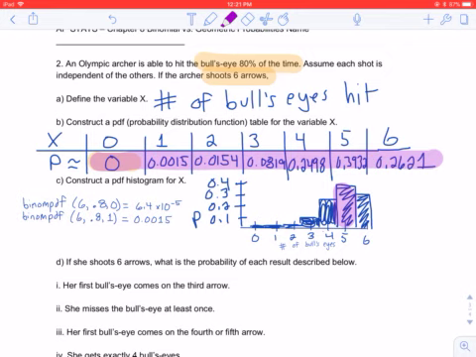So there you go. That is a probability distribution function. It just shows how these probabilities are distributed. And of course, when you add them all up, you should be getting an answer of 1 or very close to it, depending on your rounding.